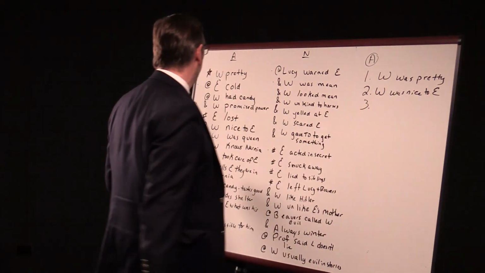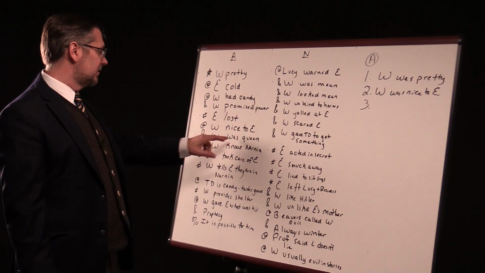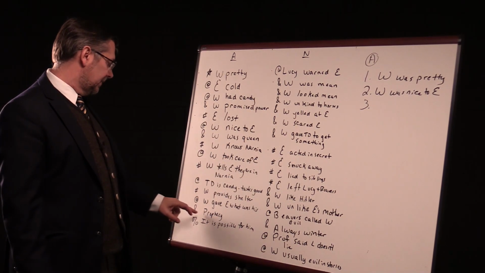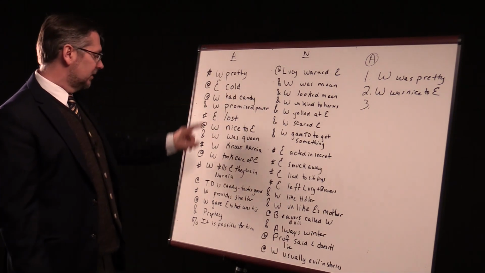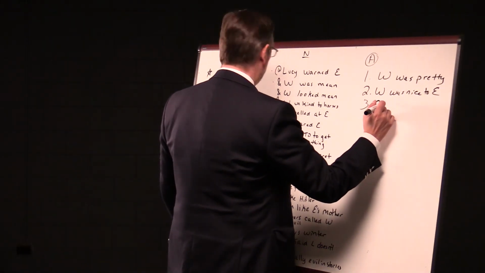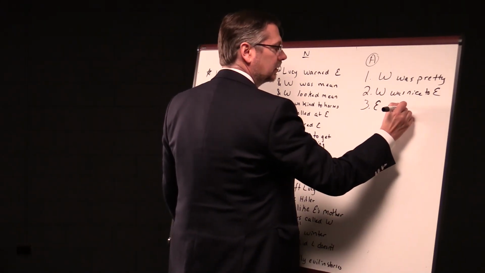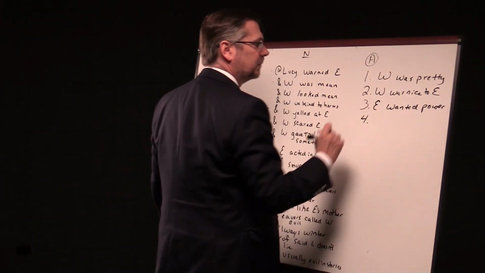The third group then is the White Witch promised power. I looked for the ampersand. She was queen, and there was a prophecy. And I'm going to suggest, this might sound funny to you, but I'm going to suggest that all of these have to do with Edmund wanted power. Okay, that's my third group.